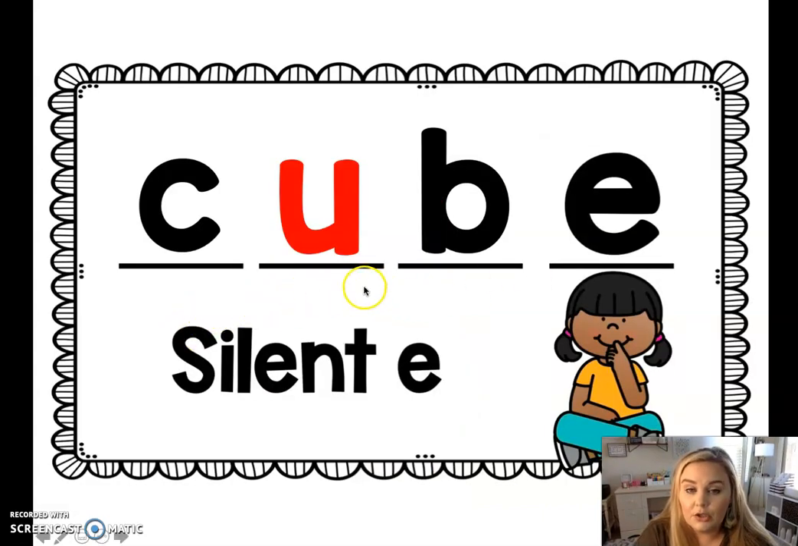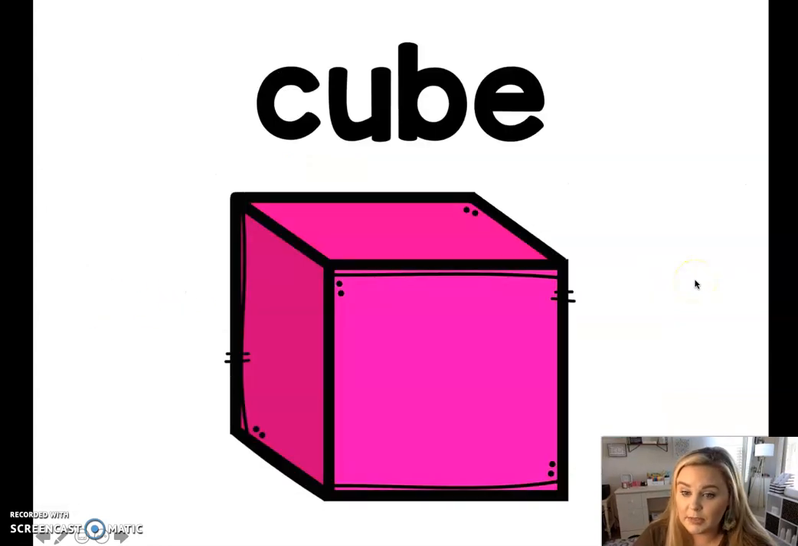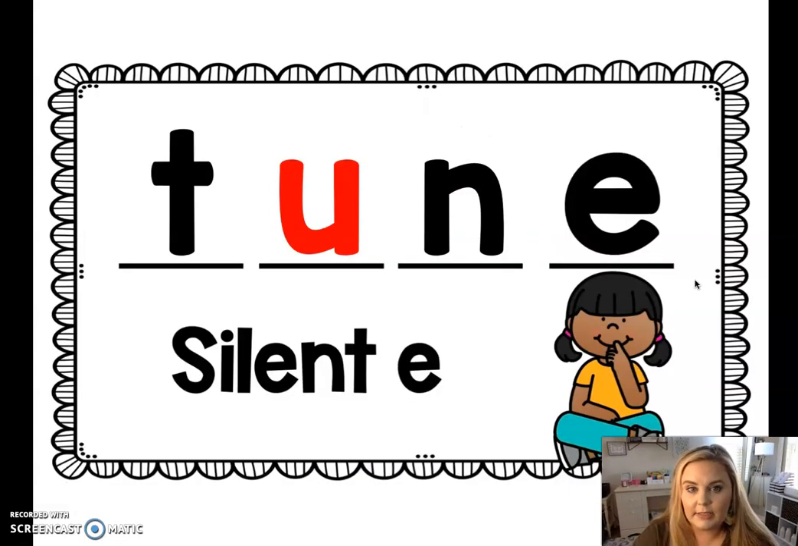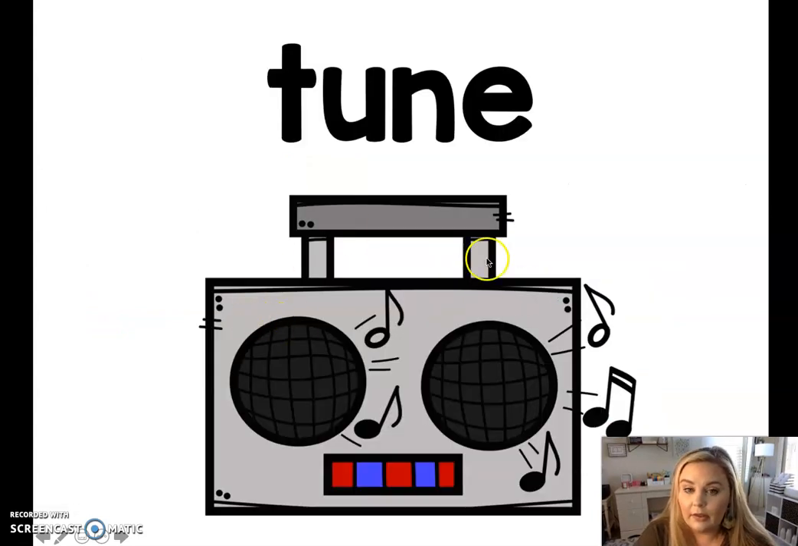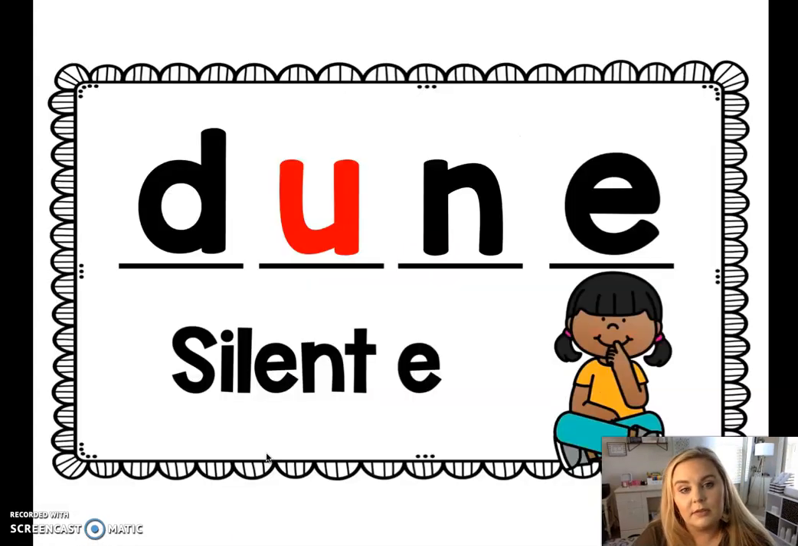K, U, B, cube. There is a picture of a cube, which we should be super familiar with now with all of our three-dimensional shape practice. T, U, N, tune. The little radio is playing a tune.